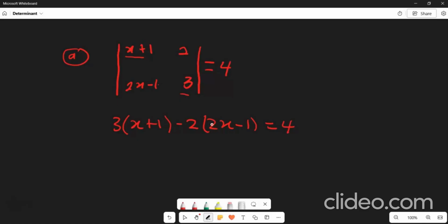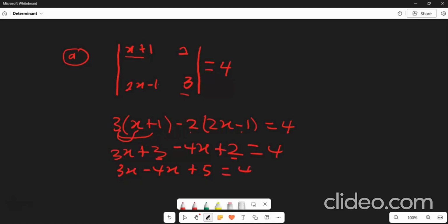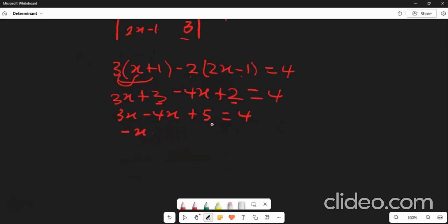So we have 3x plus 3, minus 4x, minus 2 times minus 1, which is plus 2, equal to 4. Let's group our like terms. We have 3x minus 4x, and 3 plus 2 gives us plus 5, equal to 4. This will give us minus x plus 5 equal to 4.